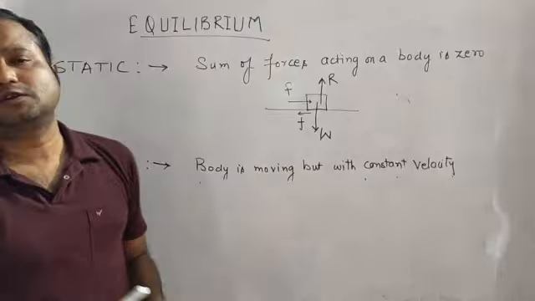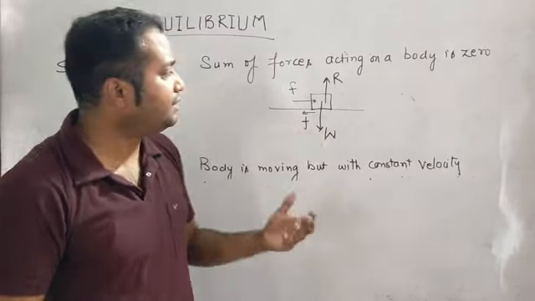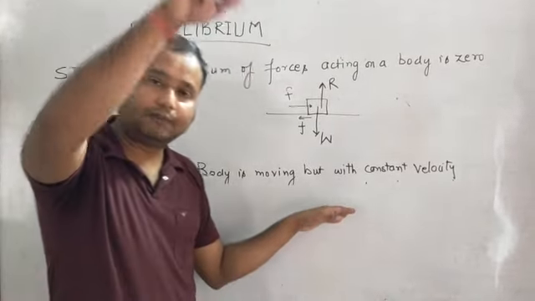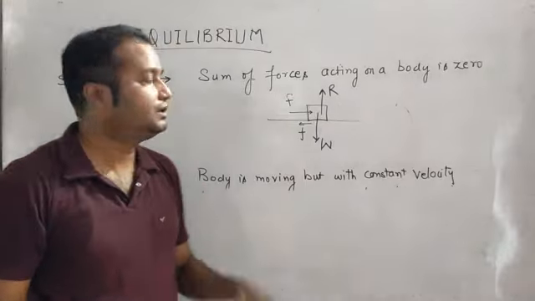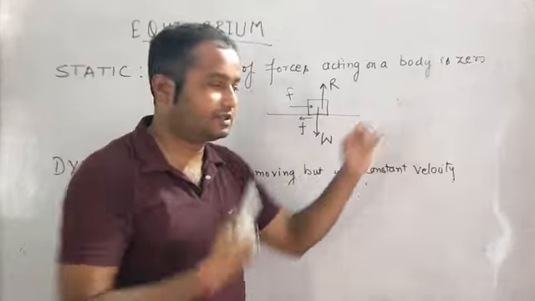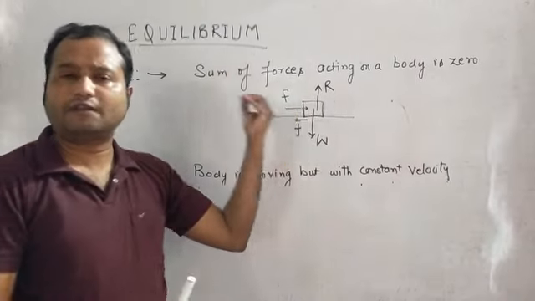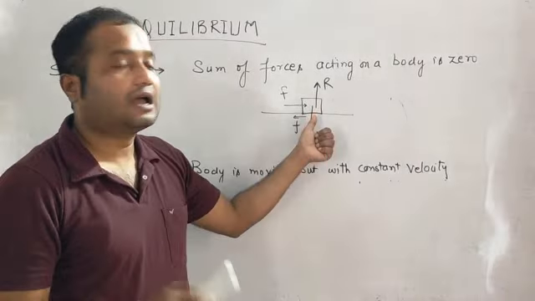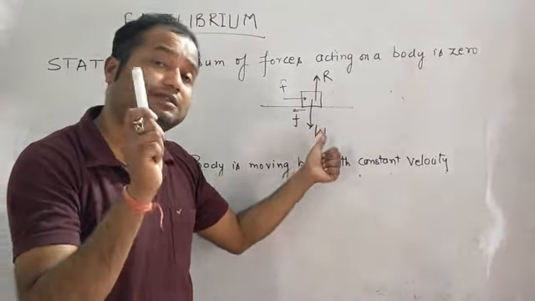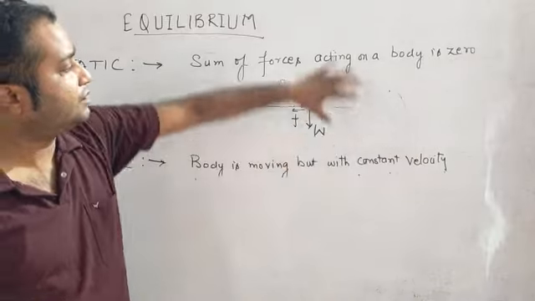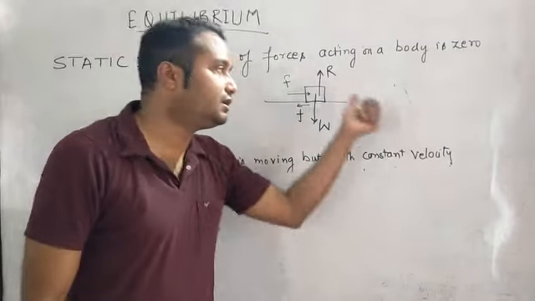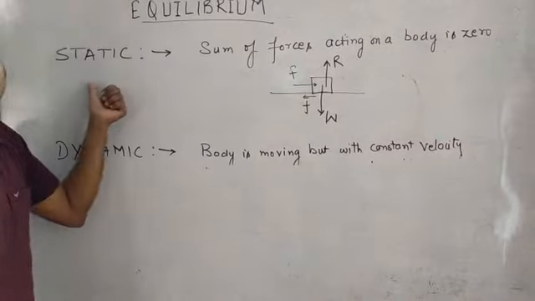So over here, if I ask you how many forces are acting, we say capital R, reactionary force, upwards, capital W, weight of the book, downwards, capital F, applied force in the forward direction, and small f, frictional force in the backward direction. But even then, the book is as such, that means it is still. It clearly means the sum of all these forces acting on the book is 0. This particular case is a case of static equilibrium.